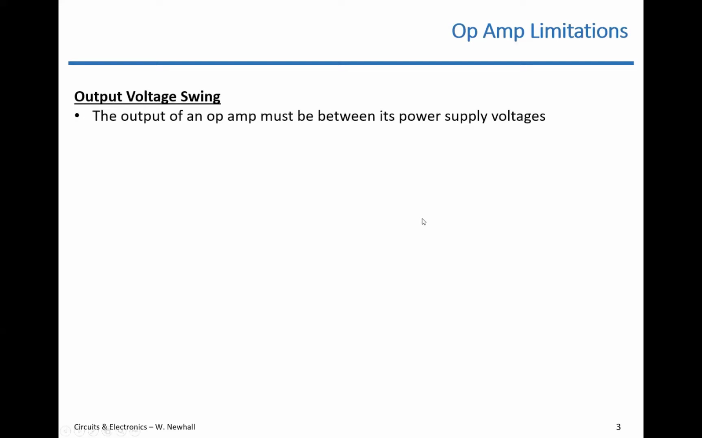Let's talk about op-amp limitations. One of the limitations is output voltage swing. Okay, so this has to do with the output voltage of an op-amp, and the swing means the span of it. How high can it go? How low can it go? So the op-amp output voltage must be between, it will fall between the power supply voltages.